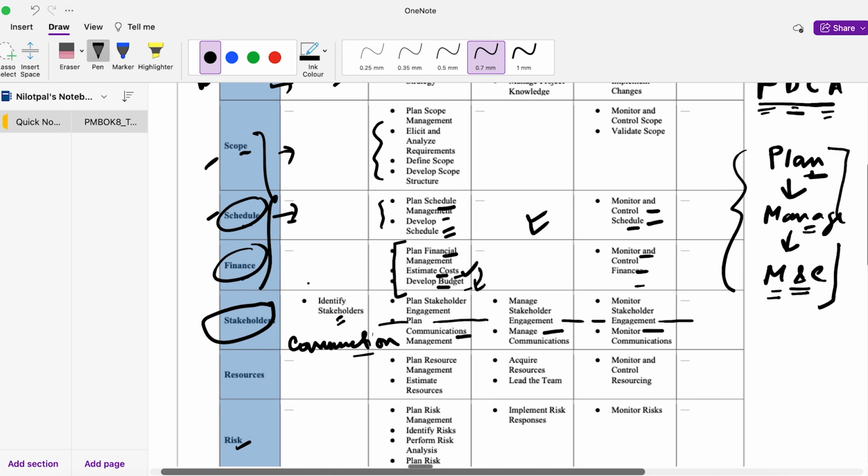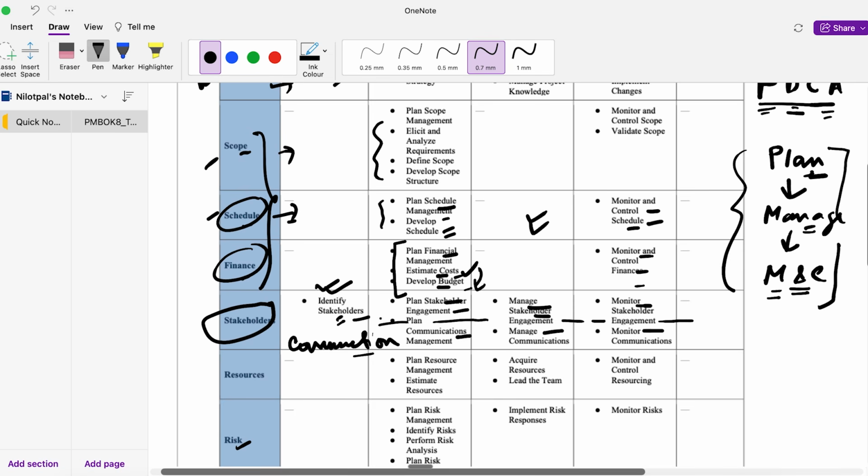Similarly, for stakeholders, it is quite intuitive that you first have the identification of stakeholders and then you manage them, because first you have to identify the stakeholders and understand who to manage before you even think about managing them. So identifying the stakeholders, planning stakeholder engagement, managing stakeholder engagement, monitor. So identify, one extra step, then plan, manage, monitor and control.